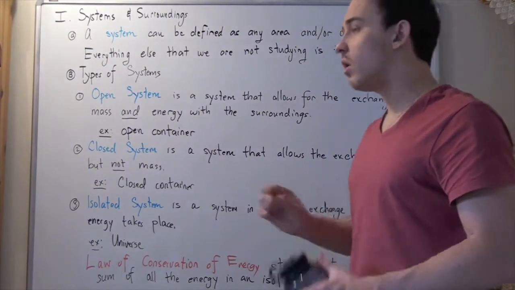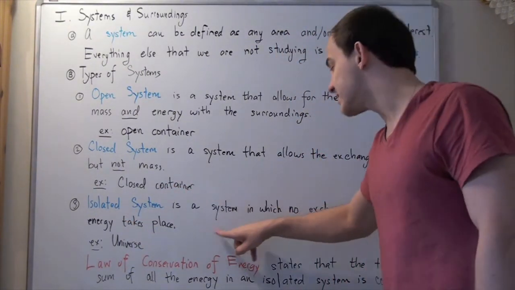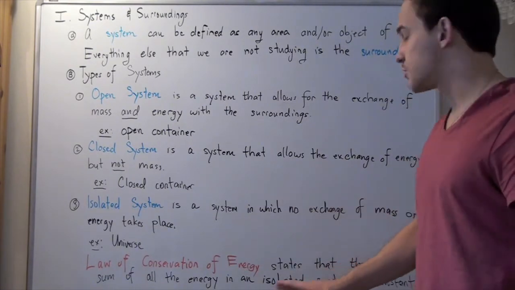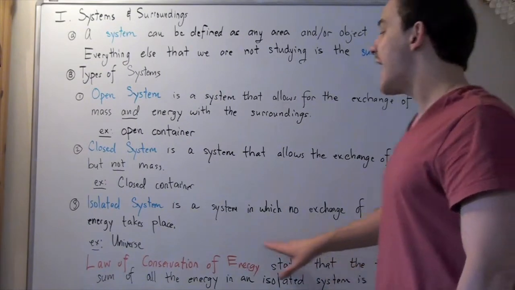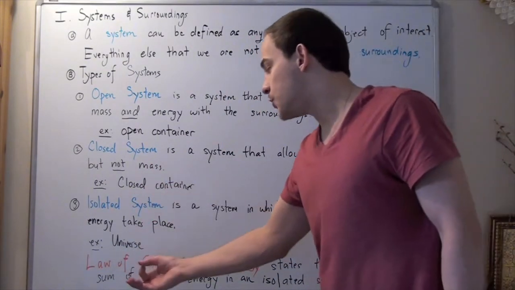There's also something called an isolated system. An isolated system is a system in which no exchange of any kind occurs. No mass is exchanged and no energy is exchanged. And an example of this is our universe.